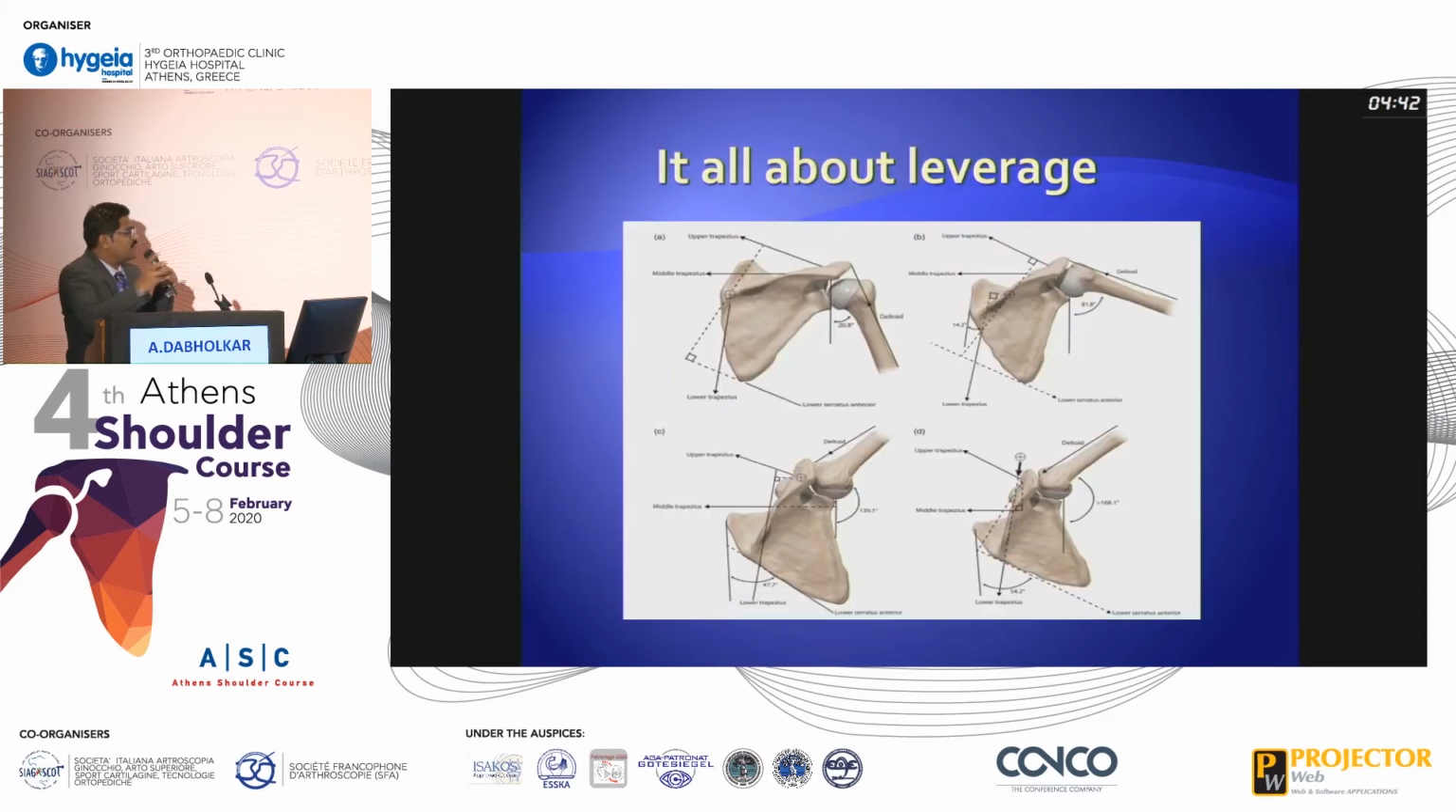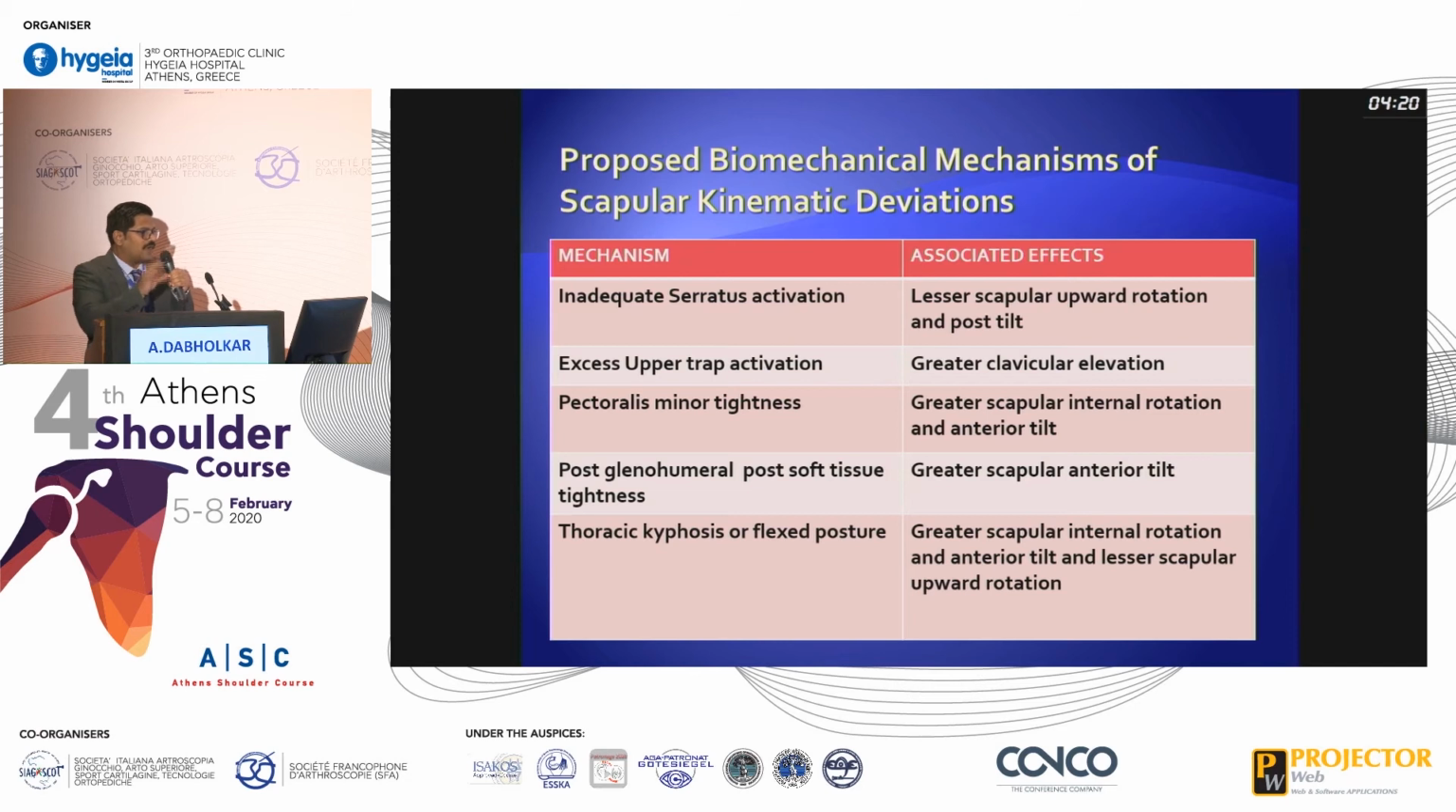If you see the leverage of the muscles of the scapula, the upper trapezius has a higher leverage in the lower movements, whereas the leverages of the middle trapezius, lower trapezius, and the serratus anterior are much greater. And that is why they give a higher leverage to the movements of the scapula, and they are very, very important in recruitment.